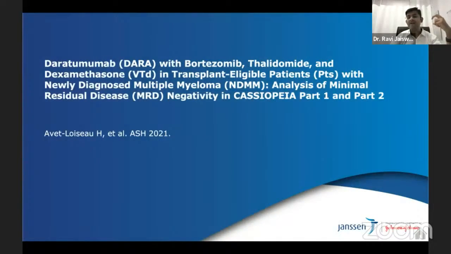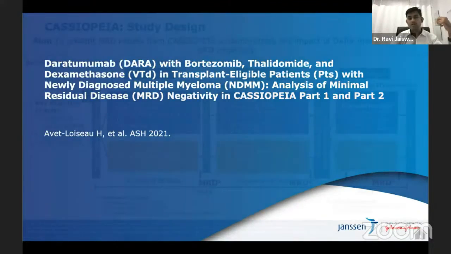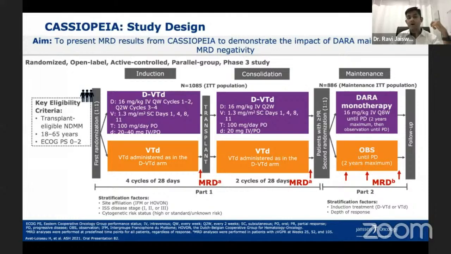So where does this evidence of daratumumab come from? So let's first talk about this Cassiopeia study. This study included a regimen which is dara plus bortezomib plus thalidomide and dexamethasone in patients who are transplant eligible. And the focus of this study was to look at MRD. So MRD has come up in a big way now in multiple myeloma, and the aim of this study was to present the MRD results from Cassiopeia to demonstrate the impact of DARA maintenance on MRD negativity.